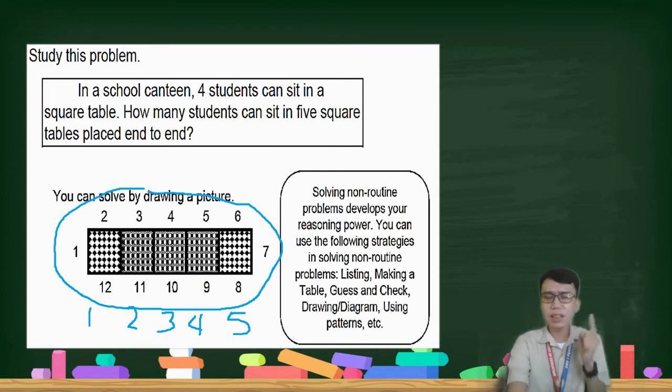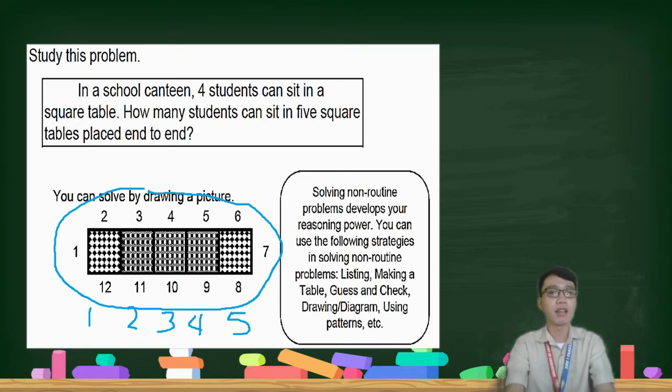So kailangan isipin natin mabuti ano kayang arrangement ang dapat natin gawin na magkakadikit pa rin ang mga tables pero nakaupo ang apat na estudyante sa bawat table. Okay, so bakit kaya natin sinusolve ang mga word problem na ganito? In solving non-routine problems develops your reasoning power. You can use the following strategies in solving non-routine problems: listing, making a table, guess and check, drawing or diagram, and using patterns and etc.